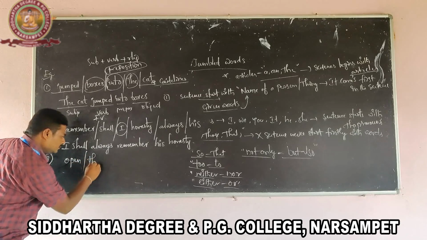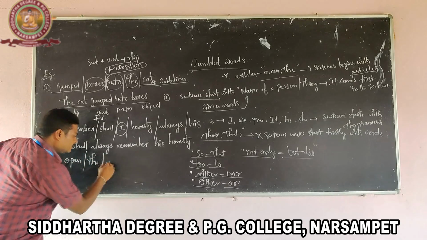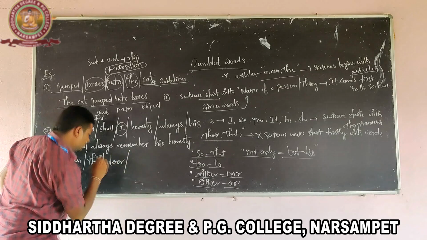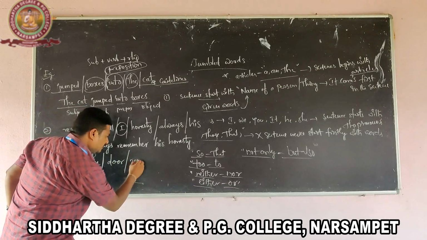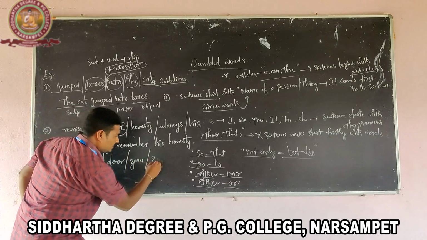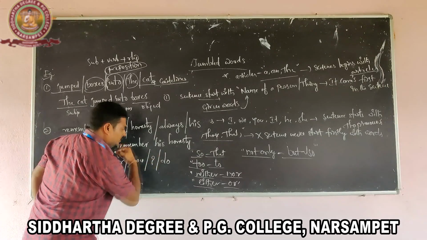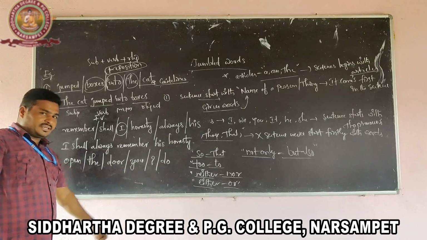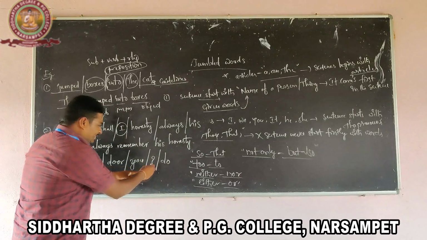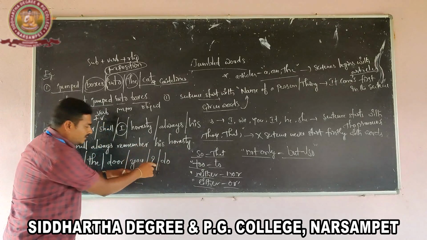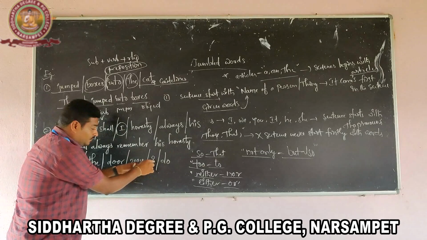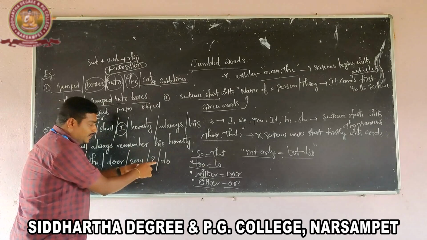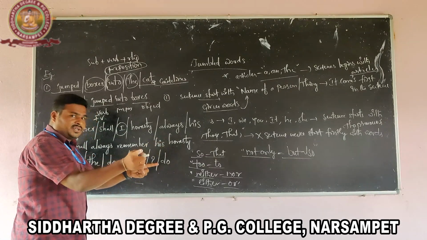Open, the, door, you, do. Right, here this is the structure of an interrogative statement. Because why? Because in the given words there is a question mark. If a question mark is there, what do you identify? Verb plus subject plus object.